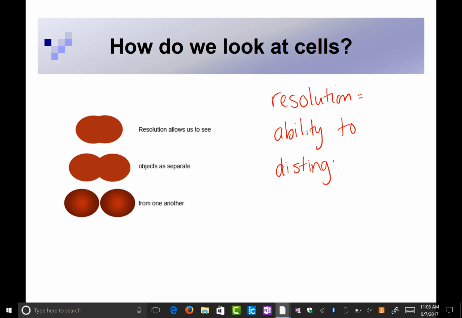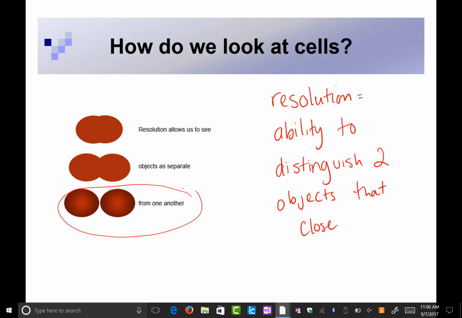The ability to distinguish two objects that are close by each other. Here the objects are what we call resolved. Here you can't tell that they're distinctly two different objects. So again, the resolution limit on a light microscope is about 200 nanometers. That means if they're closer than 200 nanometers, you can't tell them apart.